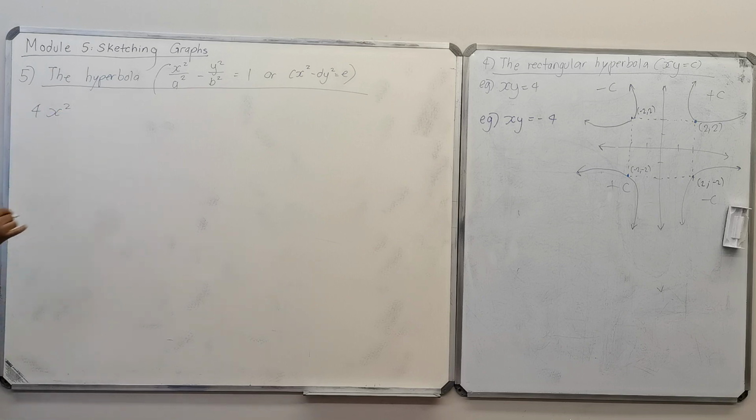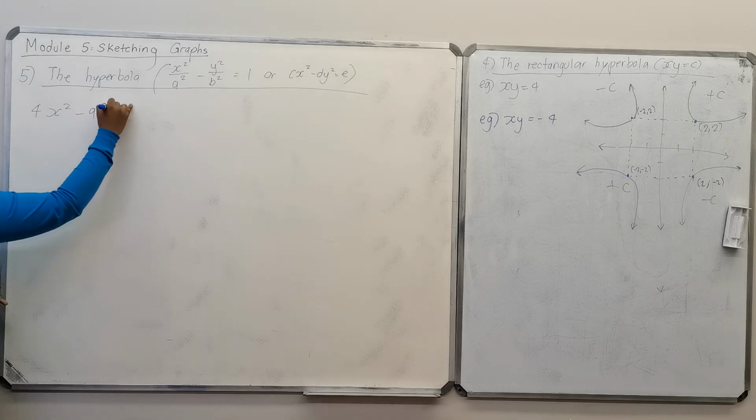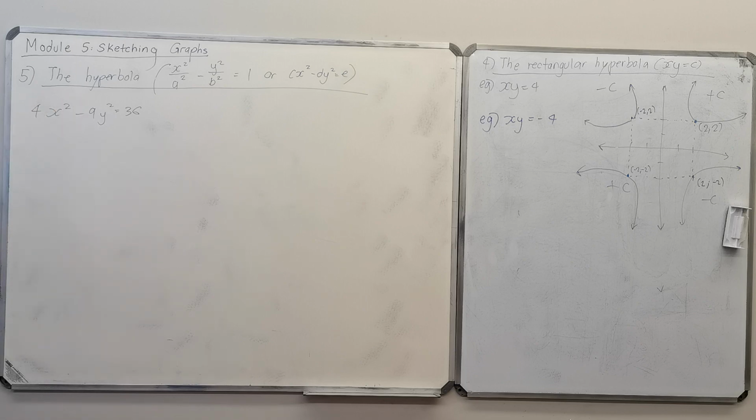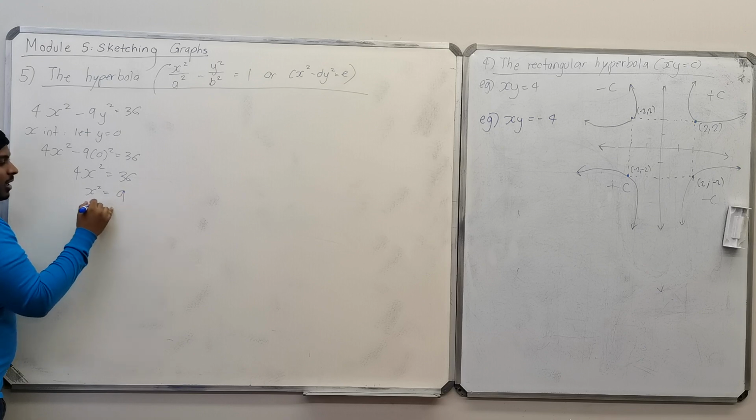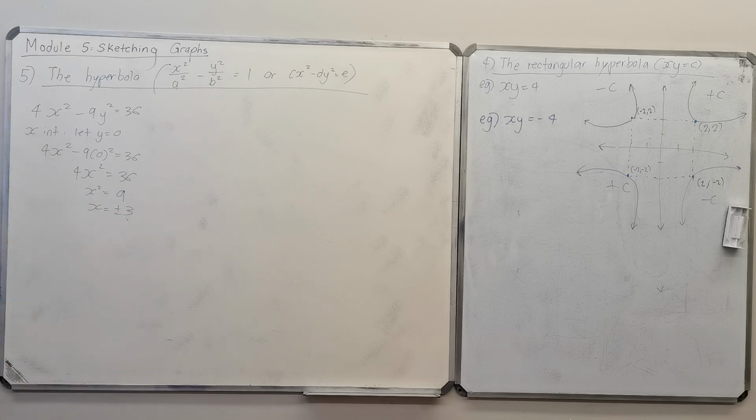Now, if they gave you 4x squared minus 9y squared equal to 36, this looks like that general formula. For the x-intercept, let y equal to 0. So 4x squared minus 9 times 0 squared is equal to 36. 4x squared is equal to 36, x squared is equal to 9, x is equal to plus or minus 3.